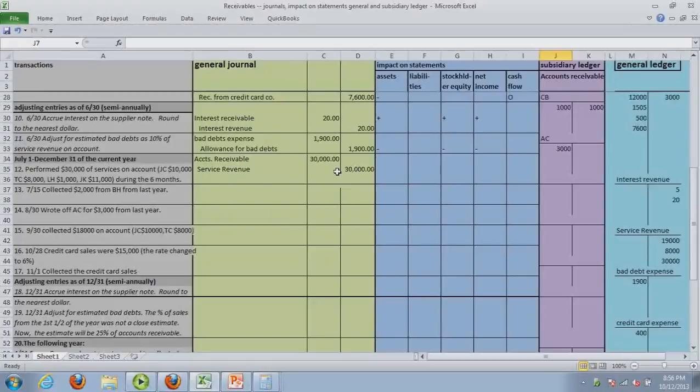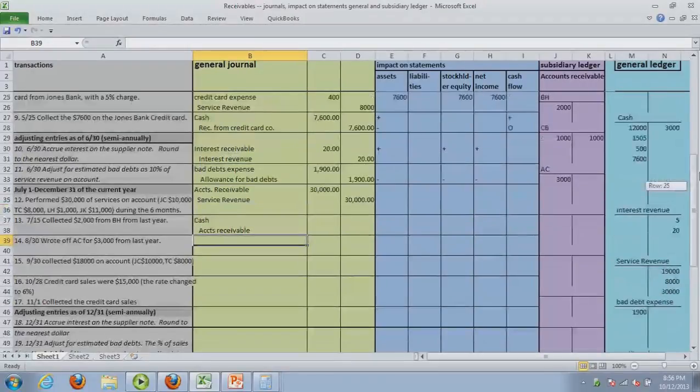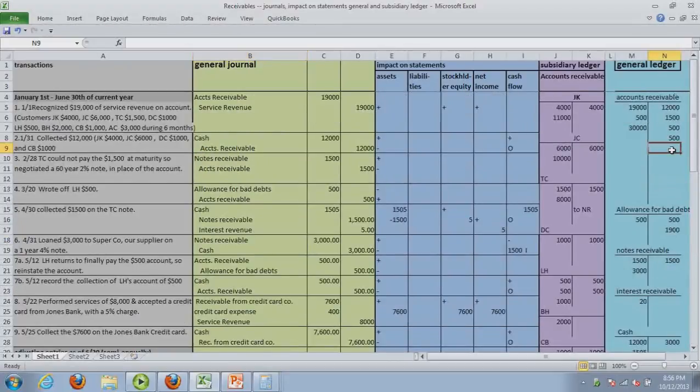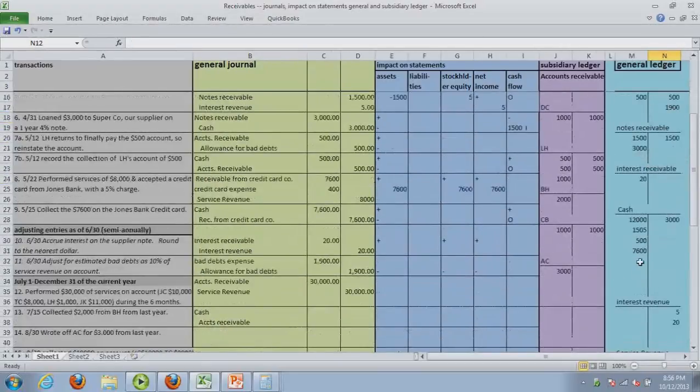Okay, so we've got that, and then we go on to, from last year, we collected from BH. So we got cash, and we've done this entry before, so I won't worry about the impact. Cash is going to go up, and accounts receivable is going to go down. So this was for 3,000. I'm sorry, 2,000. So 2,000 accounts receivable goes down, and cash for 2,000 goes up.